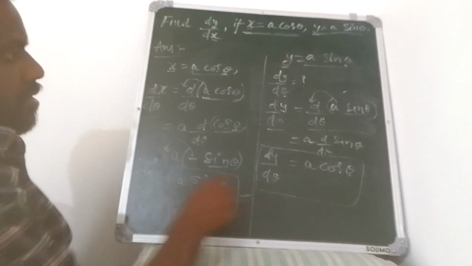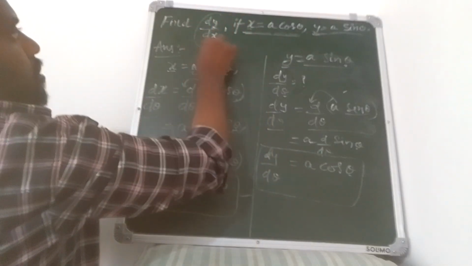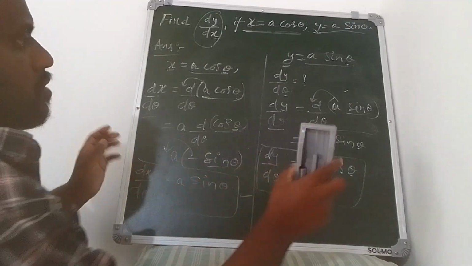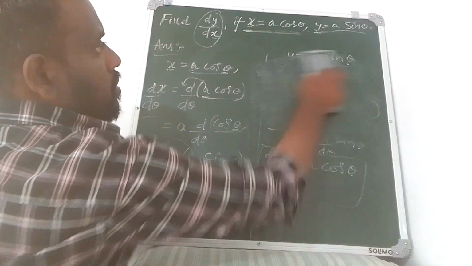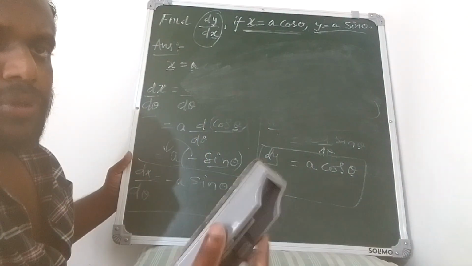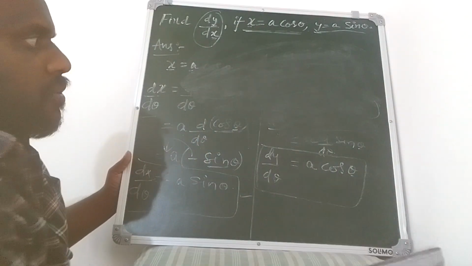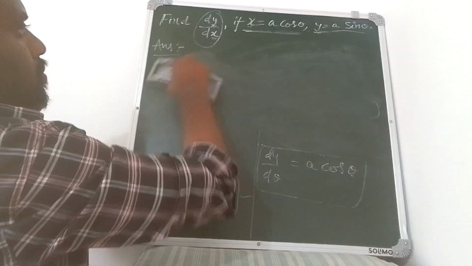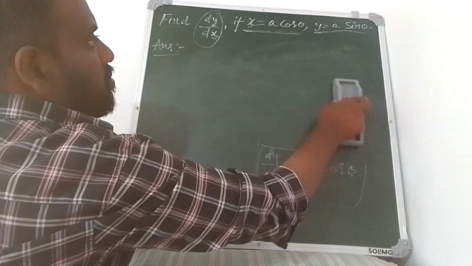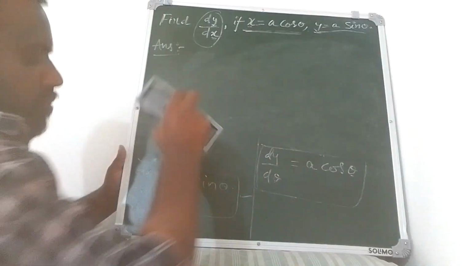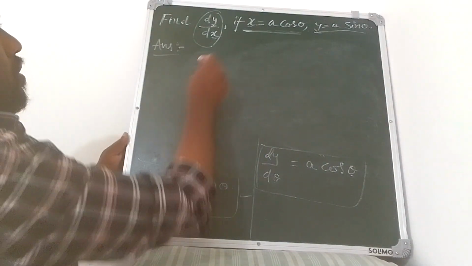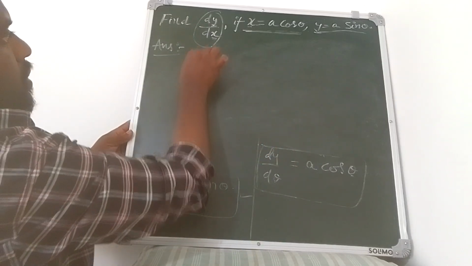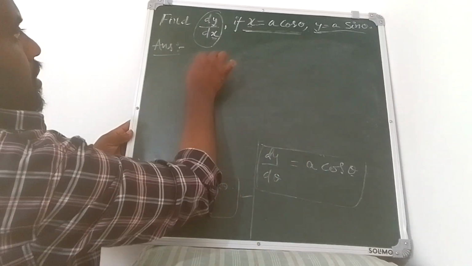We got dx by d theta and dy by d theta. We want dy by dx. Okay, I will show how. So I will just erase some content. If you want, you can just move the video backward. See, first I will write this dy by d theta.